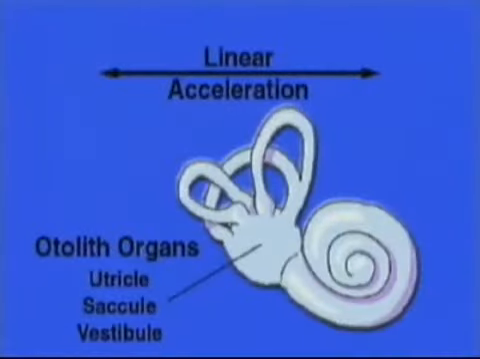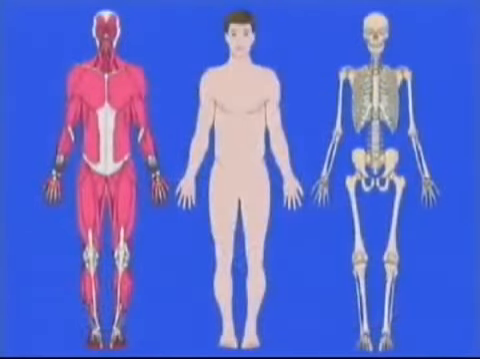The otoliths detect changes in linear acceleration in the horizontal plane and changes in the position of the head in relation to gravitational forces. Another sensory input that plays a role in maintaining spatial orientation comes from the proprioceptors located in the skin, muscles, tendons, and joints. Proprioceptors provide information about body position and movements.